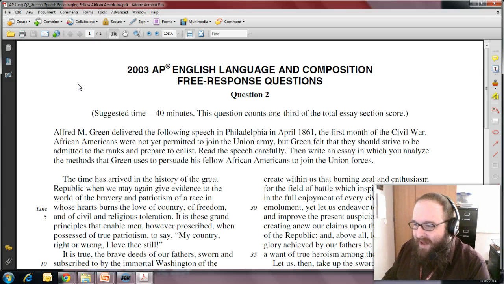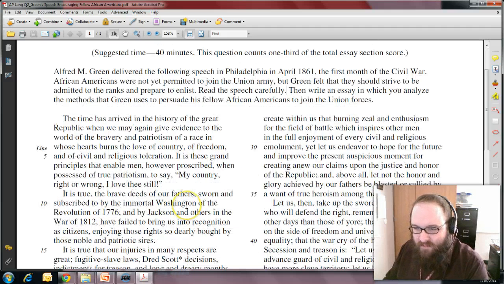All right. Analyze the methods Greene uses to persuade. Same thing as rhetorical strategies used to persuade. So how does he access those available means of persuasion dictated by this situation to persuade his fellow African Americans to do this? Cool. Let's read the passage.